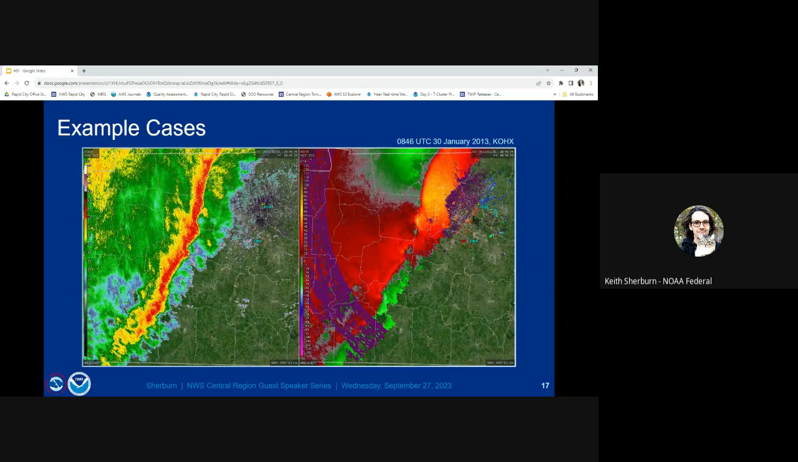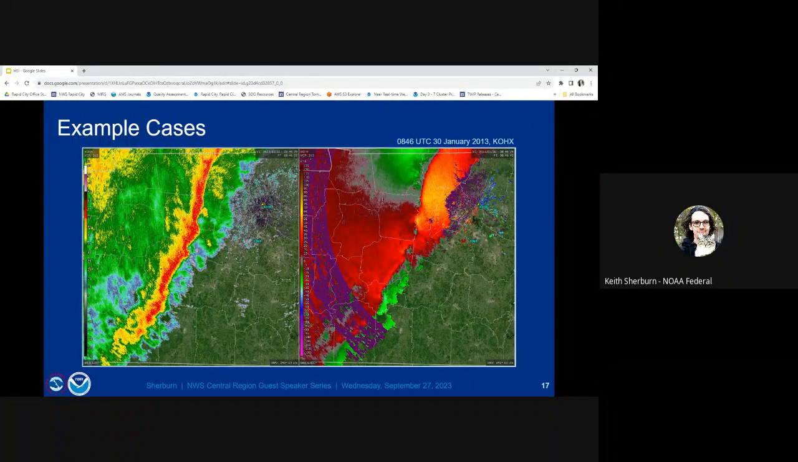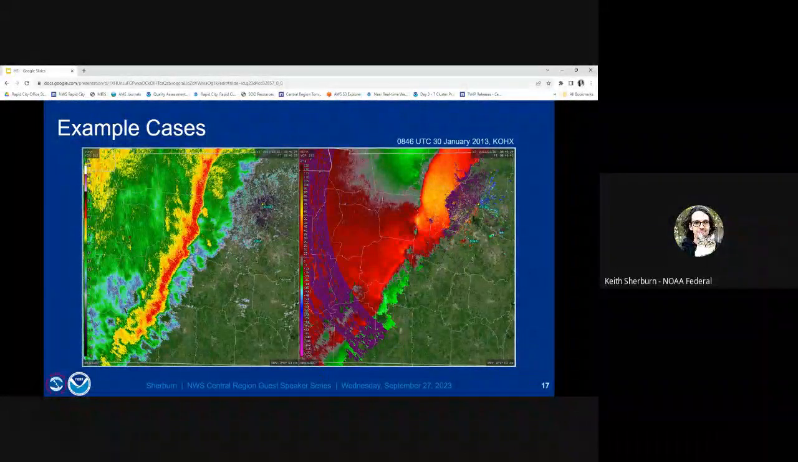So with these results in mind from the Goodnight et al. study, let's dive into some example cases here. And this first one is one of the more prolific examples of potential HSI release that I personally can recall. This event occurred during the early morning hours of January 30th in 2013.